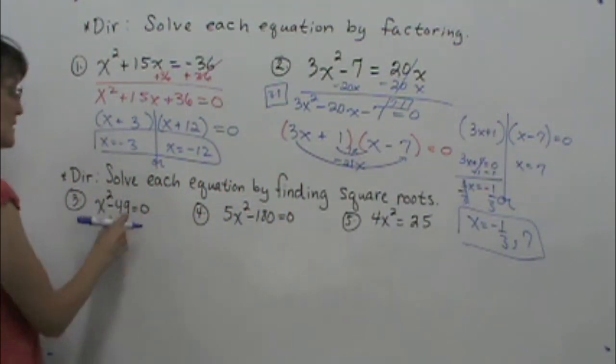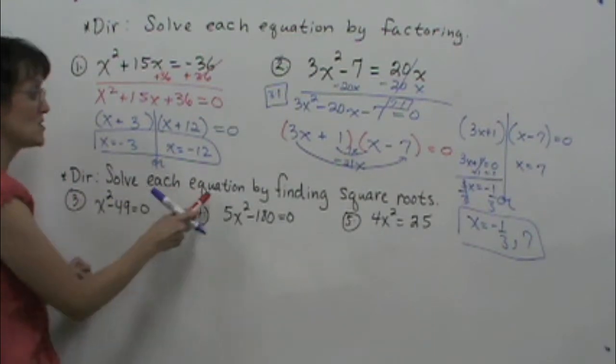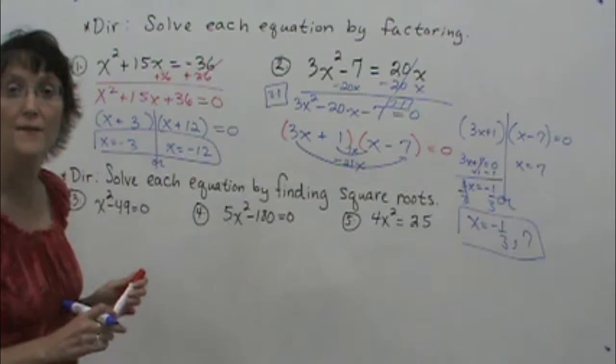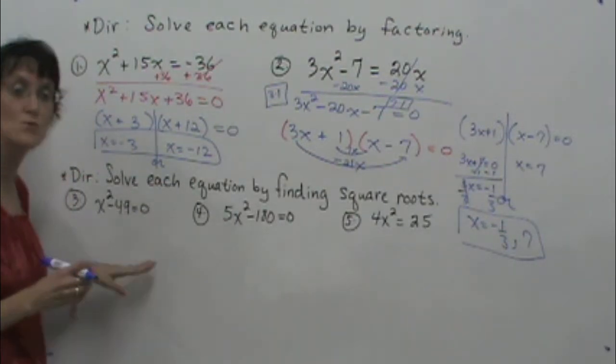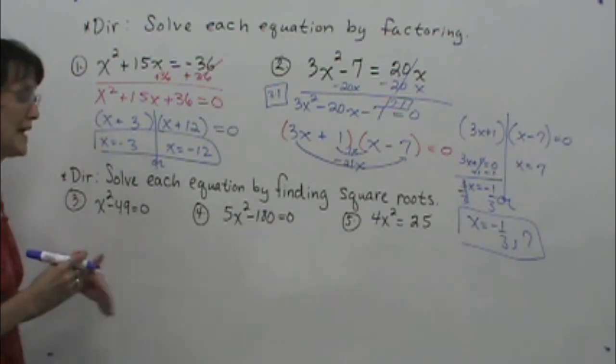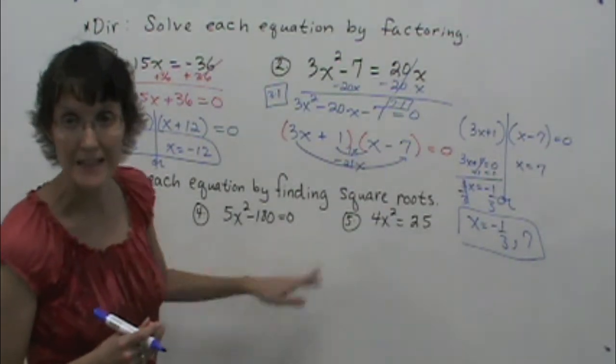And then the last couple problems here: solve each equation by finding square roots. This is another way that you can solve equations when you only have two terms. So it's quick. We like this as well.